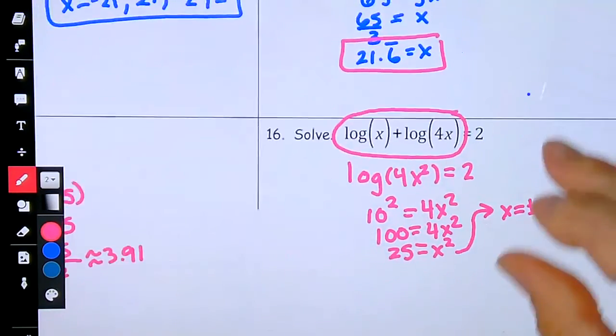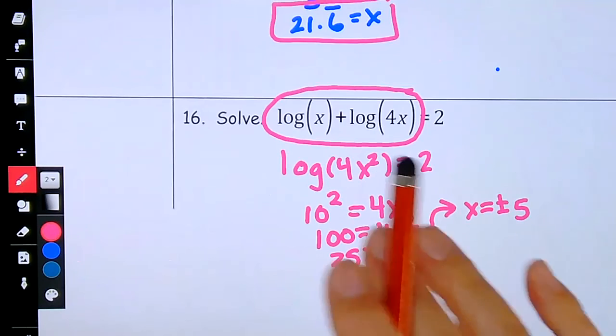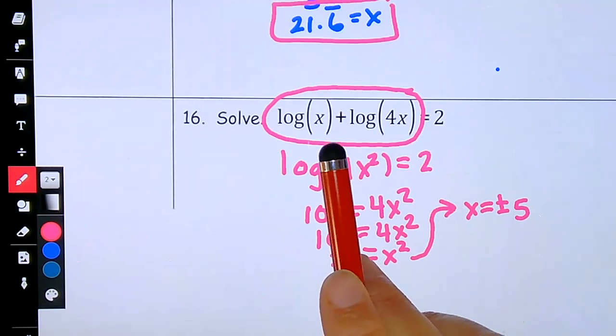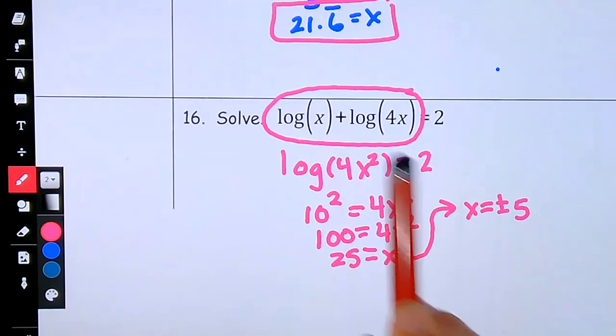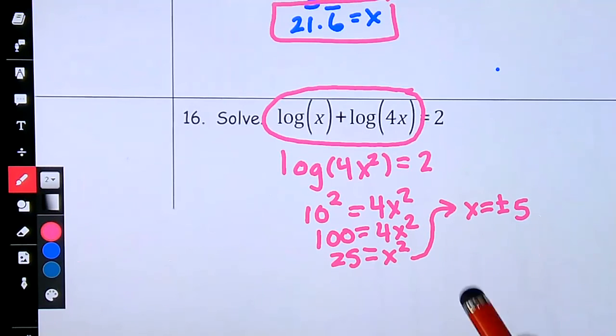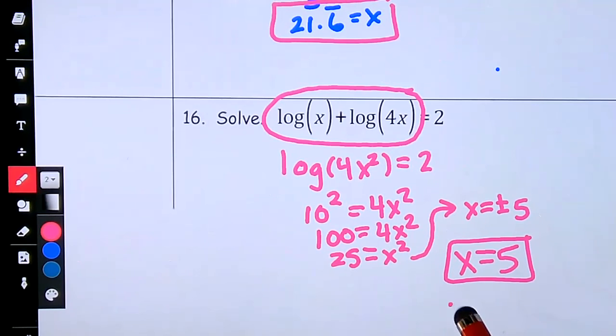But over here, we definitely need to check. So when I put in these numbers, I can only take log of a positive. I cannot take log of 0, and I cannot take log of a negative. So the 5 is going to work, but the negative 5 isn't. So x equal 5 is going to be an answer, and x equal negative 5 is not. This is extraneous.